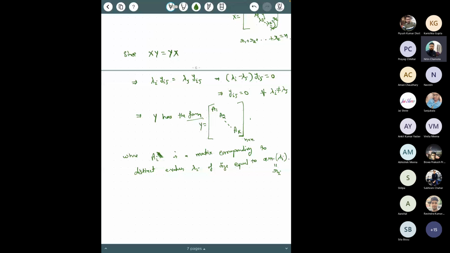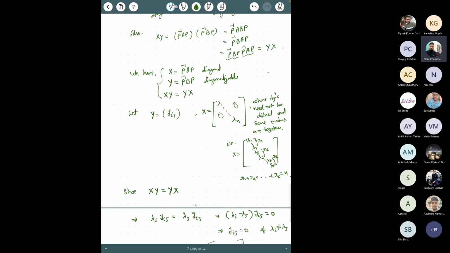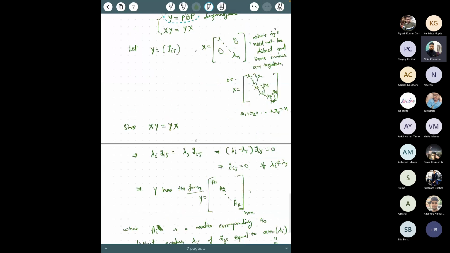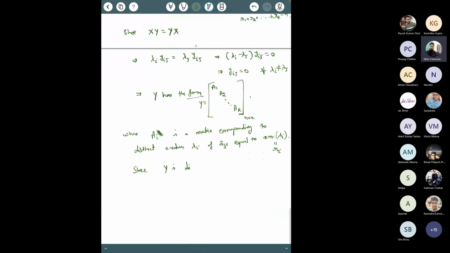Since Y is diagonalizable, if you look at this, X is diagonal but Y is diagonalizable. If Y is diagonalizable, what can you say?